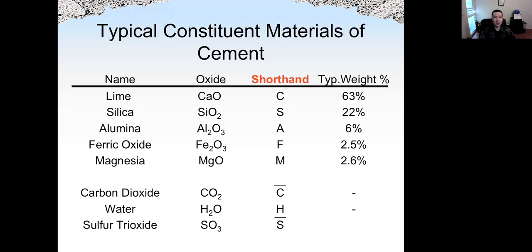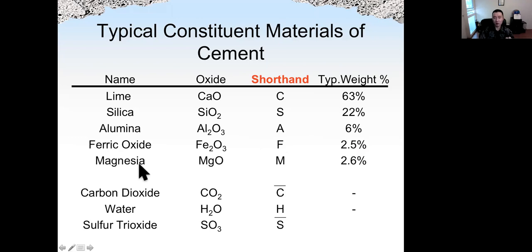Silica is SiO2. The shorthand is S. Remember, S in cement chemistry is for silica, it's not for sulfur. Here we also show a typical weight. Depending on the type of cement, the percentage for different oxides will be different. The third one is aluminum oxide, alumina, Al2O3, and the shorthand is A. Ferric oxide, Fe2O3, shorthand is F.